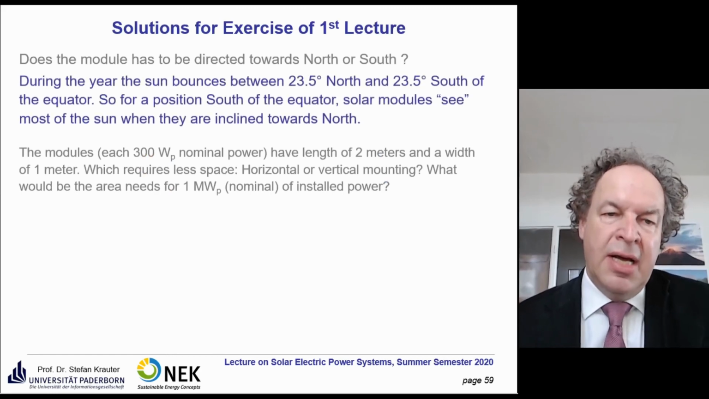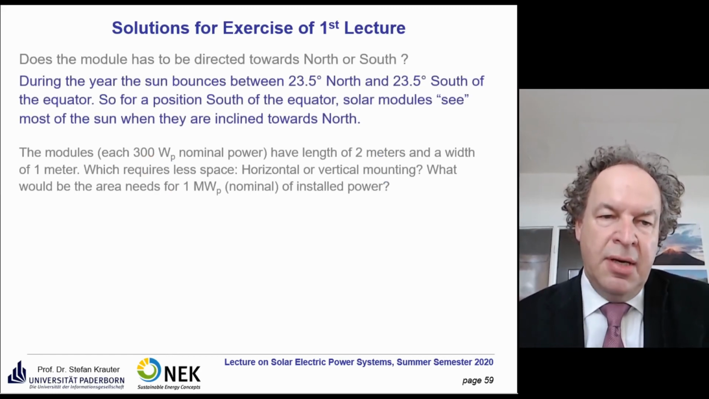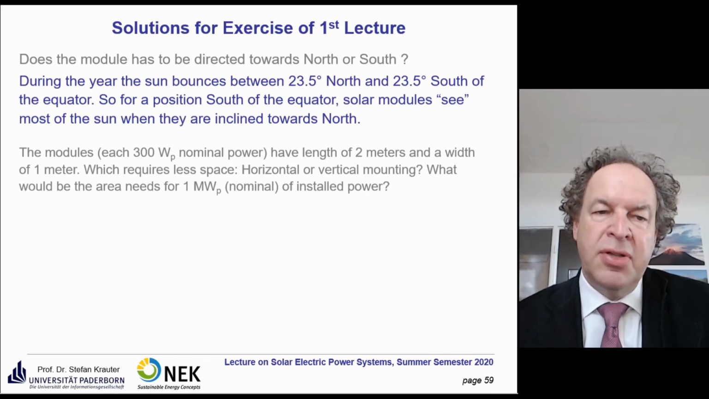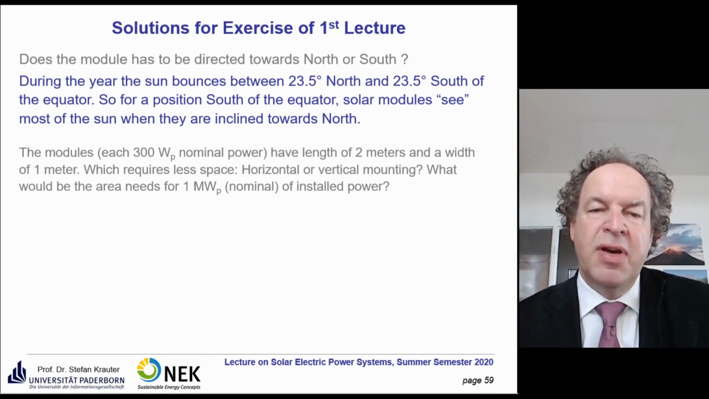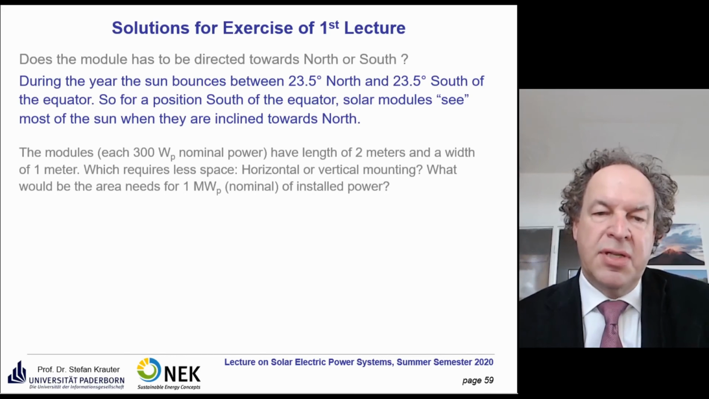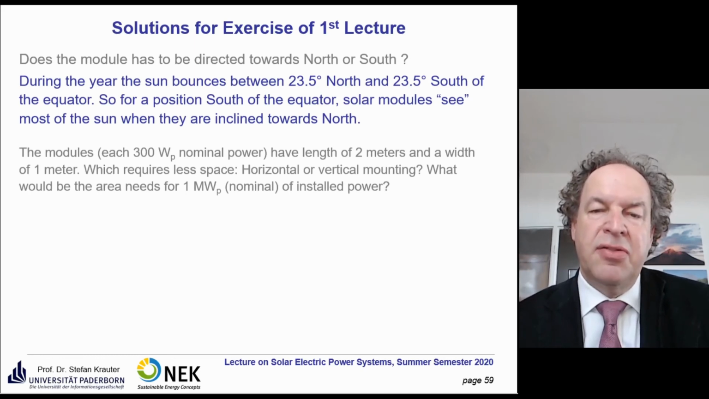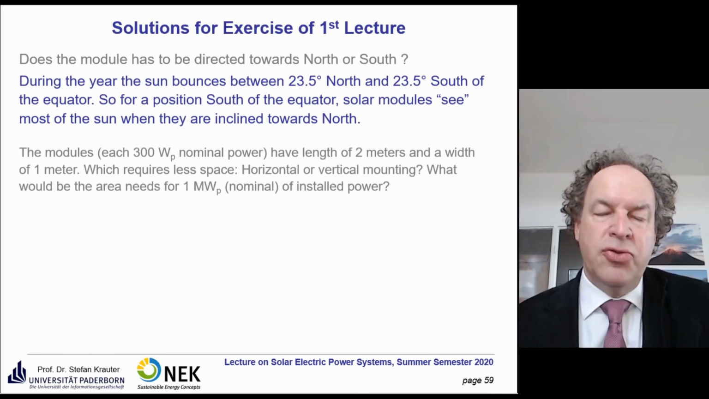So it says the module has to be directed towards north or south. Just a repetition: during the year the sun bounces between 23.5 degrees north and 23.5 degrees south of the equator. So north is in our summer, this is the 21st of June, and at 23.5 degrees south of the equator, it's on the 21st of December. So for a position south of the equator, the solar module sees most of the sun when it is inclined towards north.